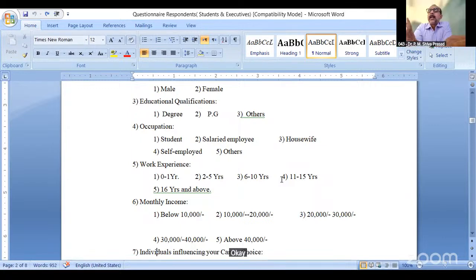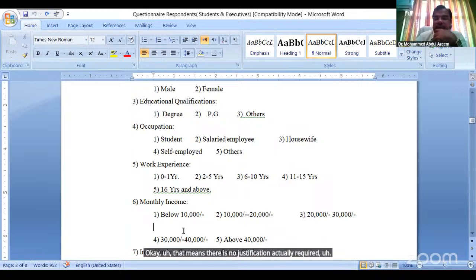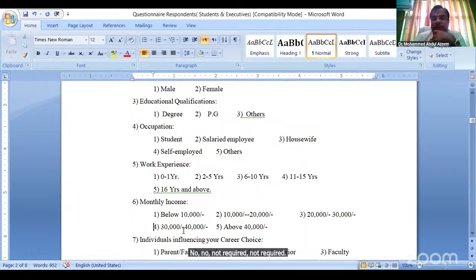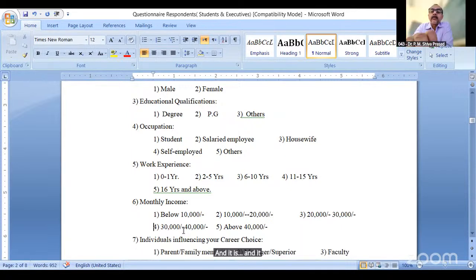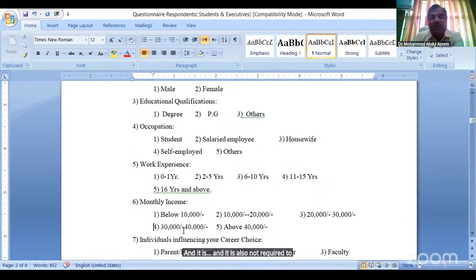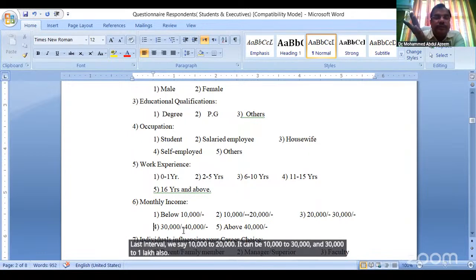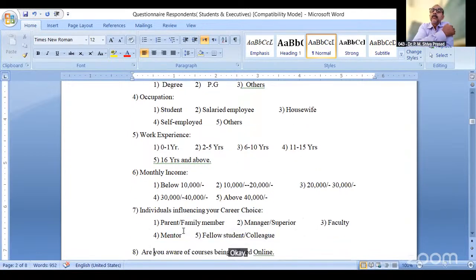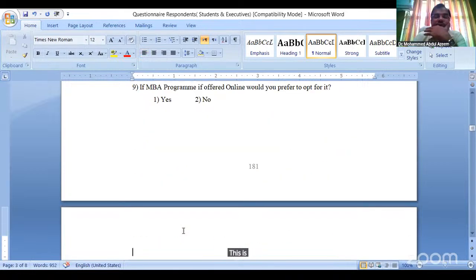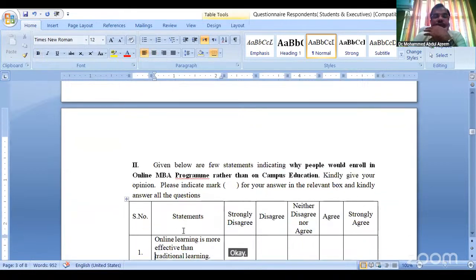Okay. That means there is no justification actually required. No, not required. It depends upon your target respondents. And it is also not required to have an equal distance here. Class interval, we say 10,000 to 20,000. It can be 10,000 to 30,000 and 30,000 to 1 lakh also. This is all nominal scale.